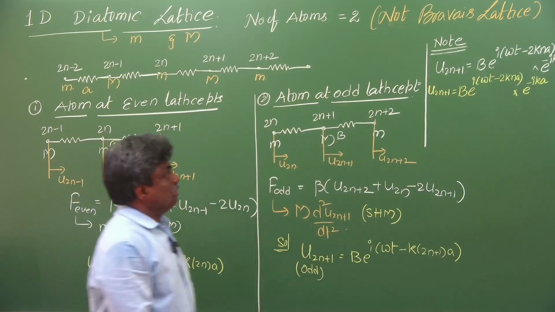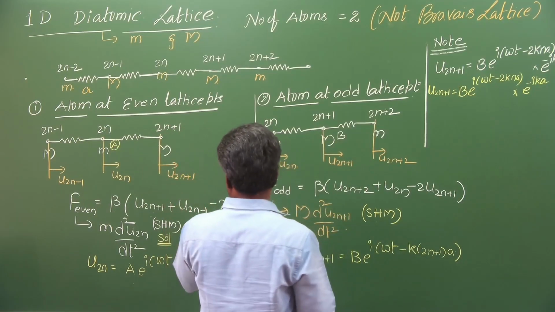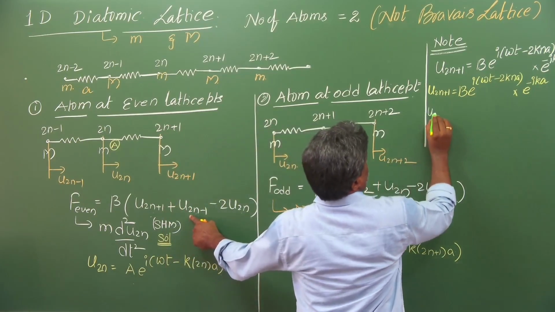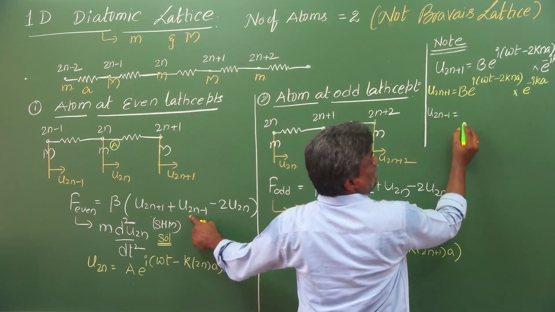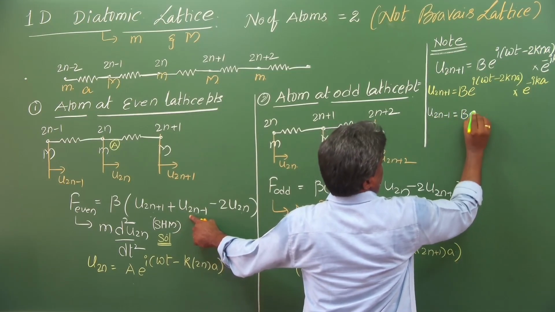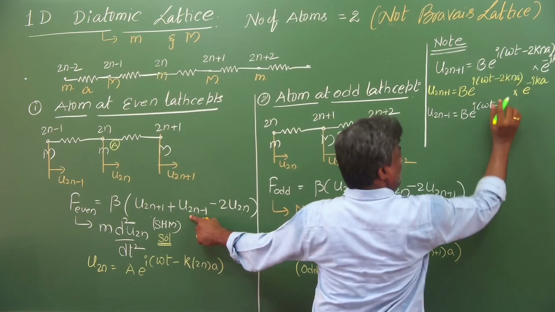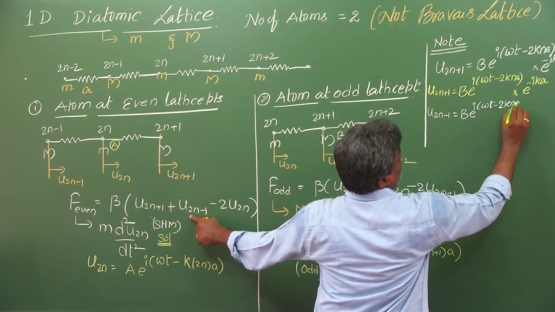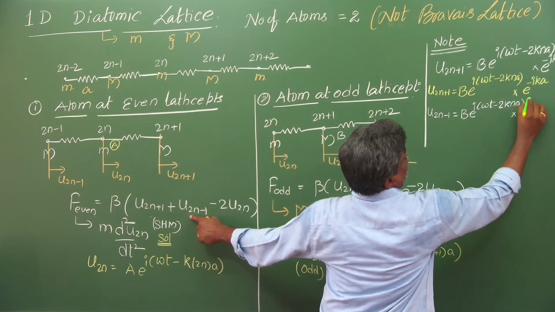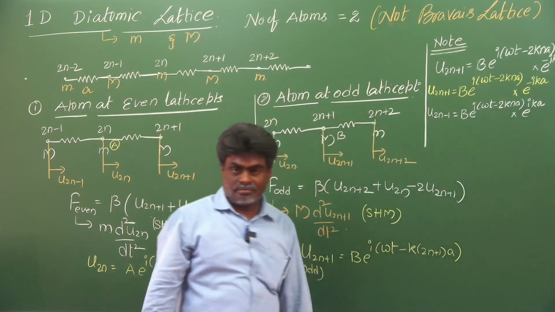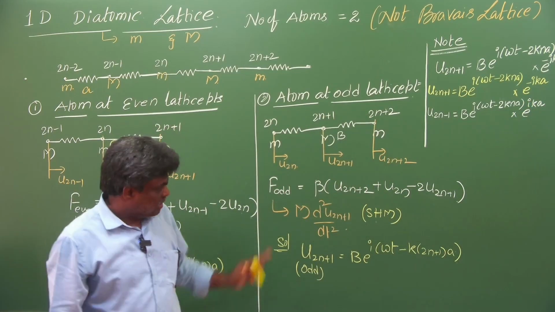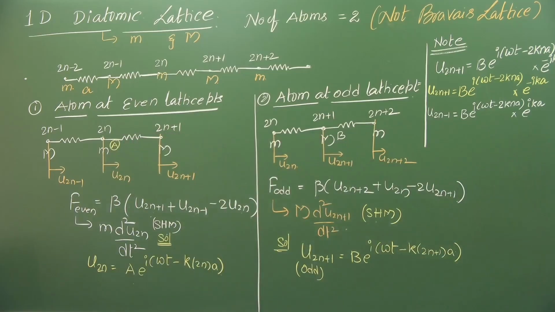Now similarly, one more thing you want. What do you want? u 2n minus 1. u 2n minus 1. Ready? Start. B into. Up to this, any trouble? Come on, start. Make it fast, make it fast.